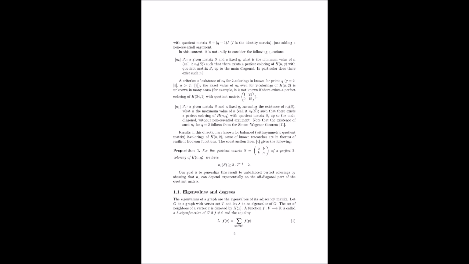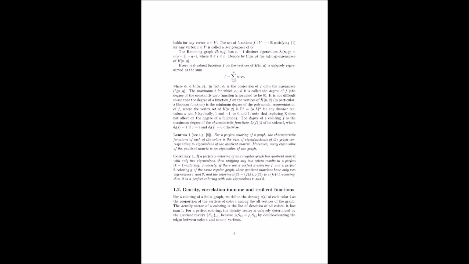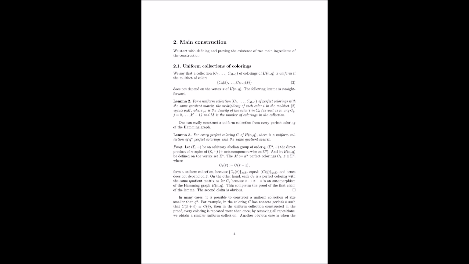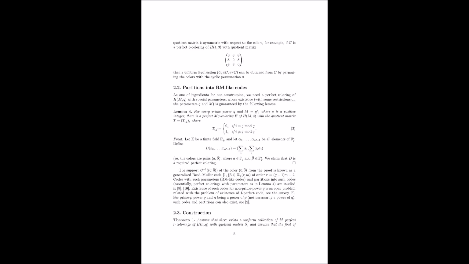Like a two-part code for each word. Exactly. And D is defined to create a perfect coloring with that quotient matrix T. The specifics are some algebraic manipulations, but the properties of finite fields perfectly match the structure we need. It's like finite field magic, weaving it all together. The proof also mentions the support of one color, (0,0), forms a generalized Reed-Muller code. What's that about? The support of a color means all the vertices assigned that color, and those colored with (0,0) form a generalized Reed-Muller code, which is a kind of error-correcting code. A secret passage between perfect colorings and error-correcting codes.